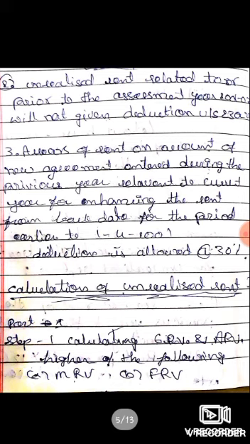Next, unrealized rent related to or prior to the assessment year 2001-2002 will not be given a deduction under section 23 or 24. If we are calculating income from house property for 2001-2002, unrealized rent is not given as deduction. But after that, if there is any unrealized rent, it can be given as a deduction under section 23 and 24.